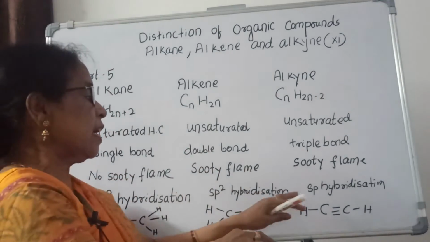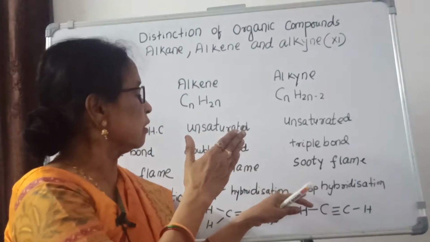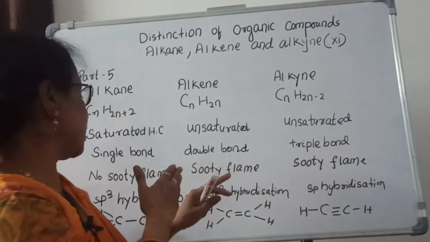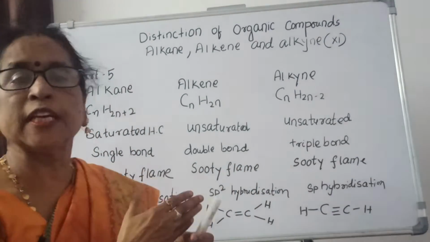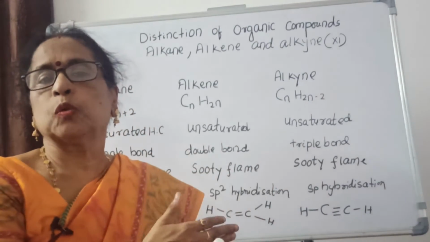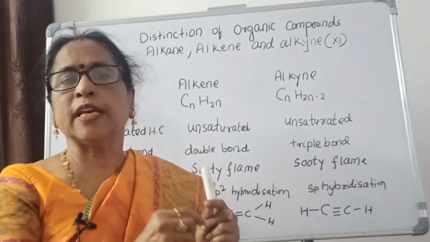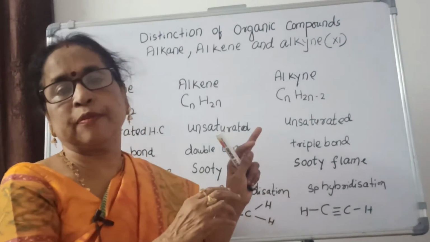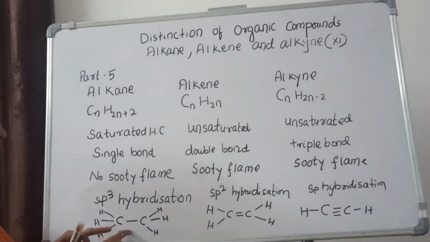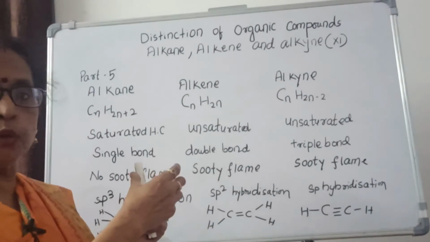That means sp orbitals, sp3 orbitals and sp2 orbitals are formed on hybridization. So these are called sp3, sp2 and sp hybridization, giving sp hybrid orbitals. And you can find an example: ethane, formula C2H6.